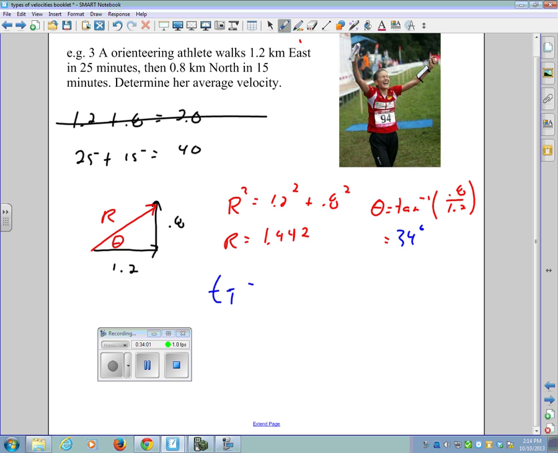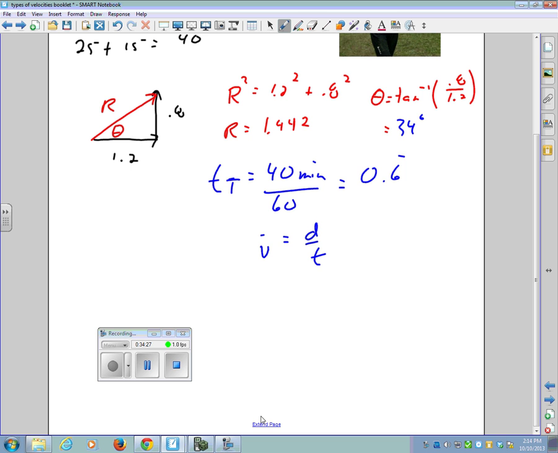So my total time is 40 minutes. I've got to convert 40 minutes to hours. You're going to get 0.6 repeating. And now I can find my average velocity. V bar equals d over t. I'm just going to leave it as 0.6 repeating because I would like to keep that precision.